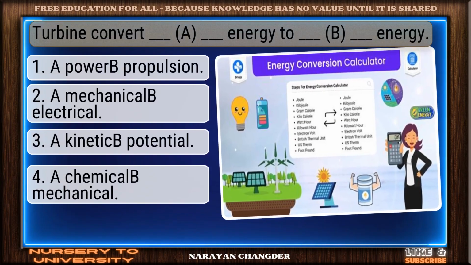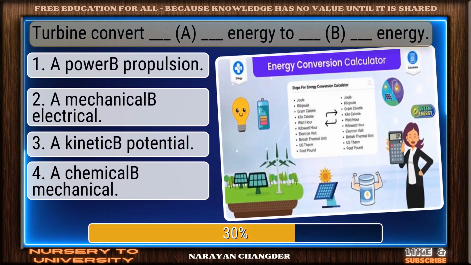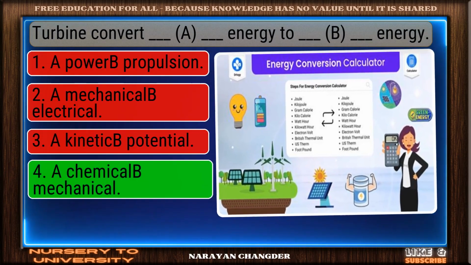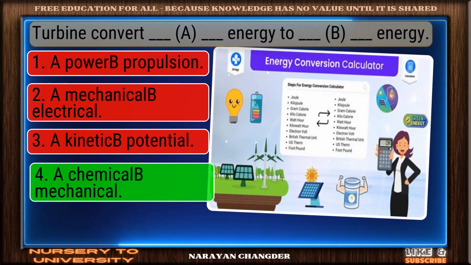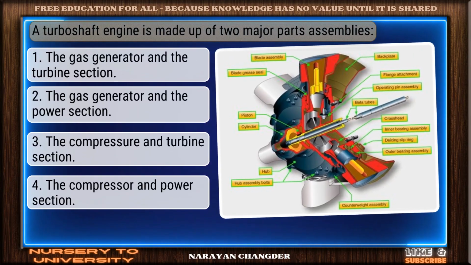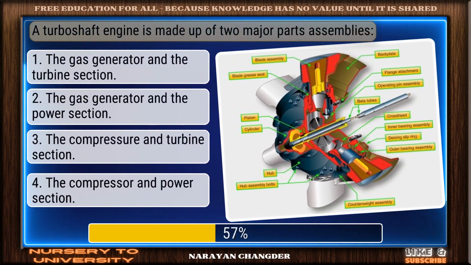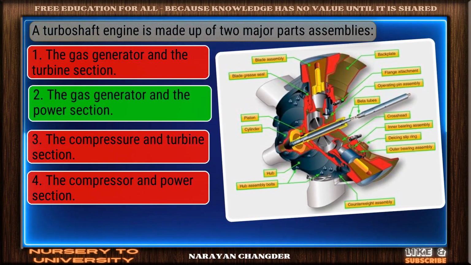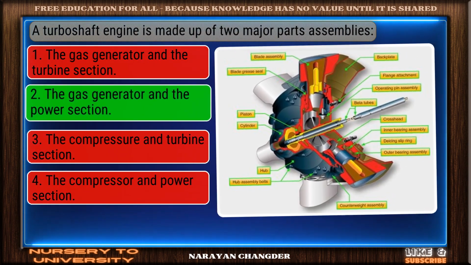Turbine converts blank energy to blank energy? Exactly. Chemical to mechanical makes sense, and it is the right choice. A turboshaft engine is made up of two major parts assemblies. Well reasoned. The gas generator and the power section is the correct choice.